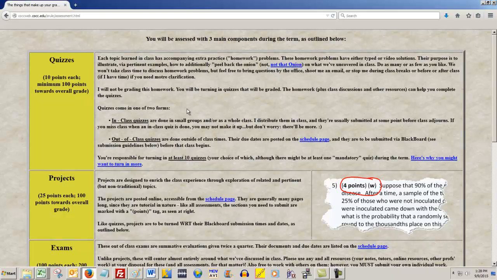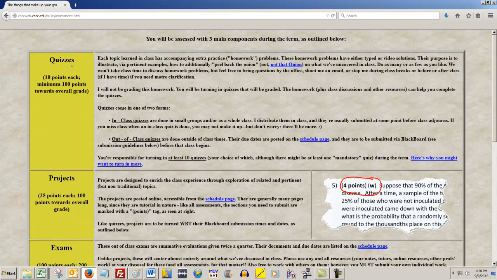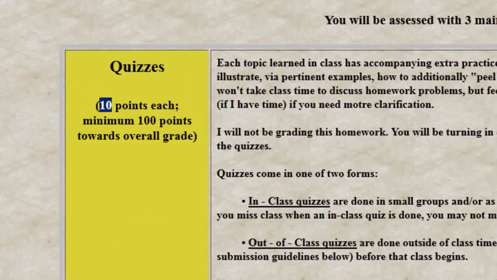Okay, so now let's talk about the other two pieces of assessment. Quizzes, as you noticed, were 10 points a pop. So if you do your minimum of 10, that adds up to 100 total points towards your overall grade. If you do more than 10, that'll be more than 100 points, and we'll see how that plays in momentarily.